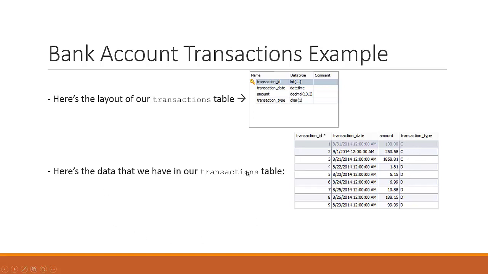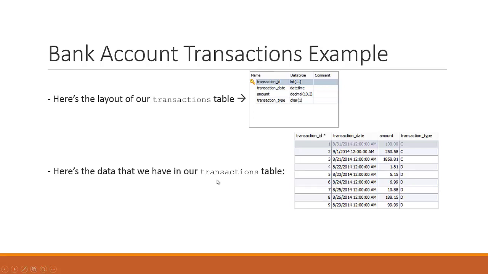Okay, and here's the data that we have in our transactions table. I've just sort of created a bunch of different transactions. So transaction ID 1 is a credit of $100. So that's kind of like someone gave me $100. Then number 2 is someone gave me $250, and here maybe this is a paycheck for $1,800, and then all the rest of these are purchases. So I'm buying different items or whatever, and these are all on different dates.